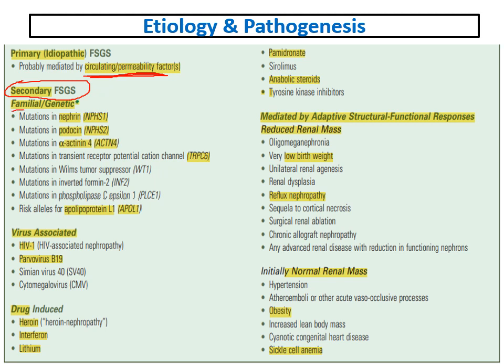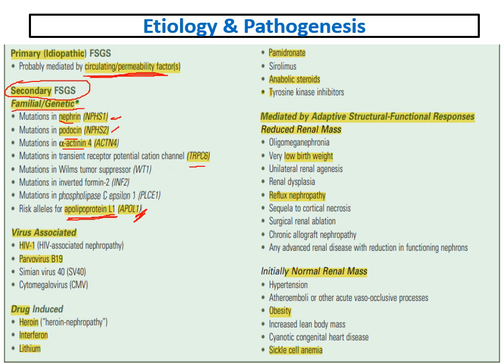Familial and genetic causes. The most important is that there is mutation in nephrin, podocin, and alpha-actinin, transient receptor potential cation channel, and very important to know that mutation in apolipoprotein L1 is implicated in African Americans. Very important to know that. So the most common genes to be affected are nephrin, podocin, alpha-actinin, TRPC6, and apolipoprotein.